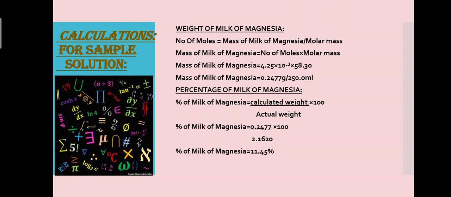Now come to the percentage of milk of magnesia. Percentage of milk of magnesia is equal to calculated weight divided by actual weight multiplied by 100. The calculated weight is 0.2477 and the actual weight is 2.1620, multiplied by 100. So the percentage of milk of magnesia is 11.45%.